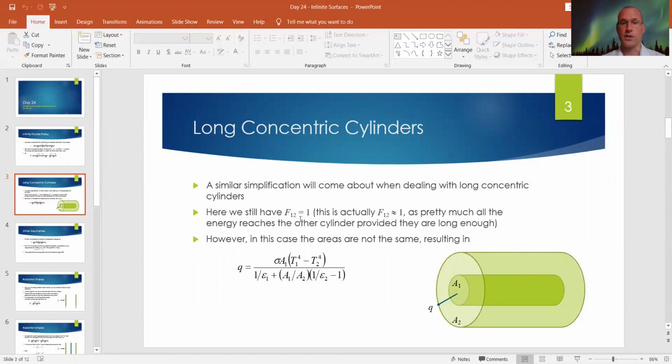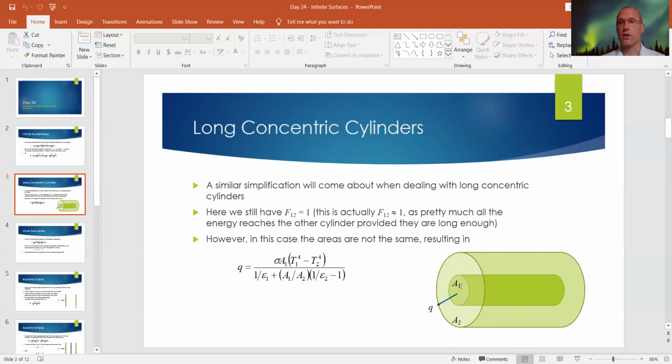So F12 is still 1. Again, it's basically approximately 1. If it was actually infinite, it would be 1, but nothing in real life is really infinite. So if this thing is really, really long, I can approximate it as being close enough to 1. The problem here is that my two areas are not the same, because you can see that the radius or diameter of what I'm calling surface 1, the inner cylinder, is obviously smaller than the diameter of surface 2. And so area 2 is going to be bigger than area 1.